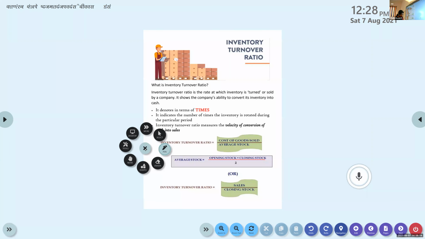Sales taking place. Now, there is one more concept here. That is called stock conversion period.